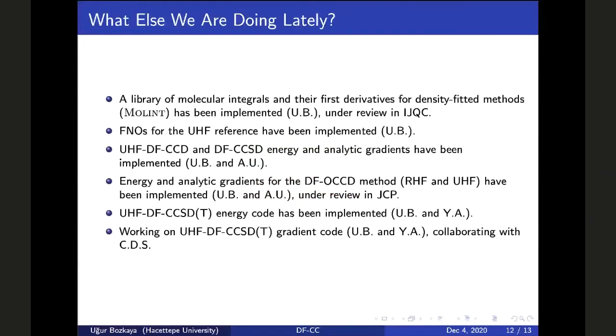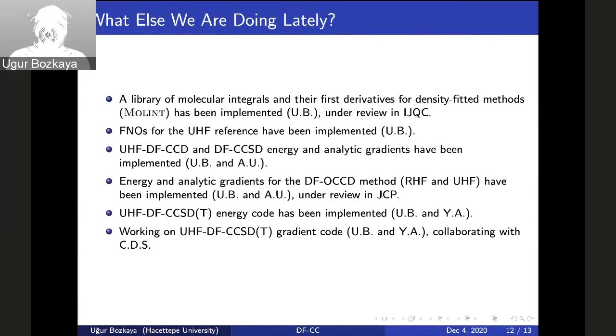And what else are we doing lately? I also implemented a library of molecular integrals and their first derivatives for density-fitted methods. So I have all the basic integrals and three-index metrics and their metric integrals and their first derivatives. I can build the Fock matrix and compute the analytic gradient with Molint. It is not more efficient than Libint, but quite close to the performance of Libint. And I also completed the frozen natural orbitals for the UHF reference. In Psi4, we already have one in the FNOCC module and another one in the DF-OCC, but now we have the UHF version as well.